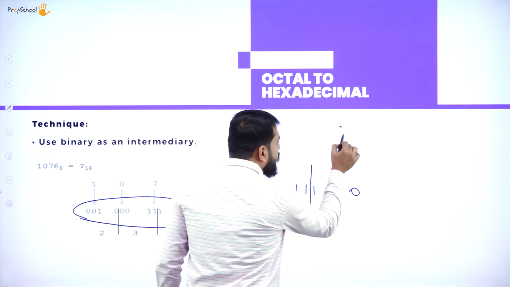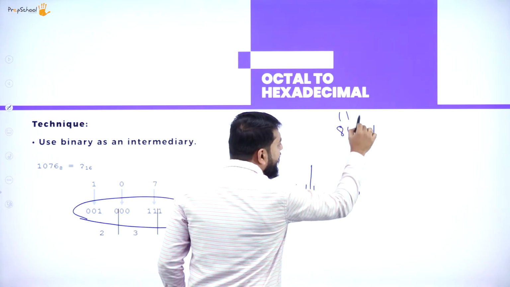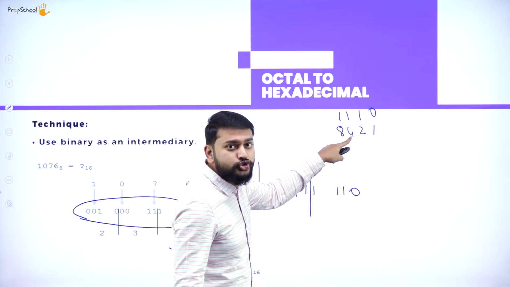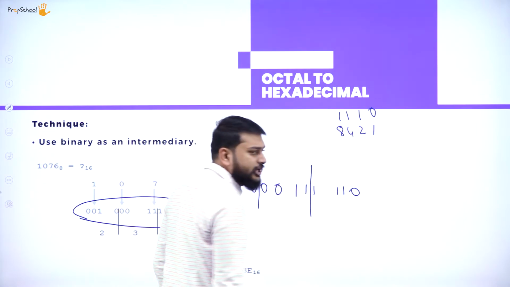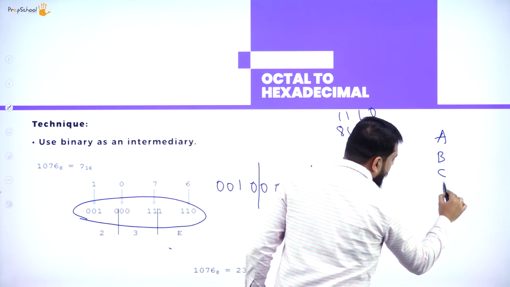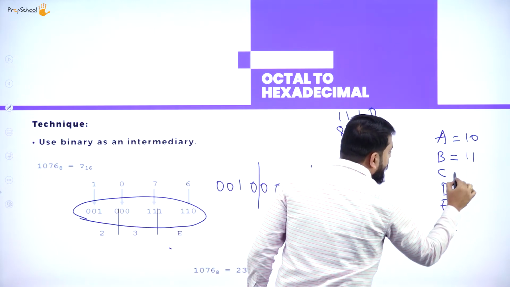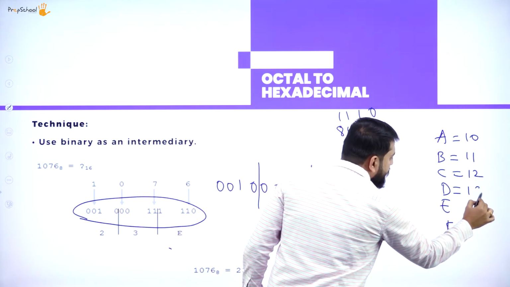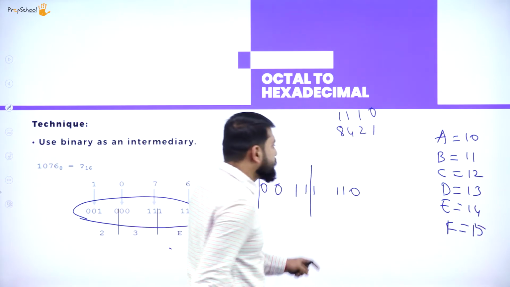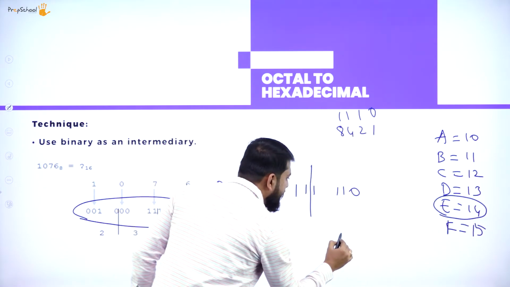So using 8421 code. What is the number that I have here? If I make it like this, I have 8, 4, 2. 8 plus 4 is 12. 12 plus 2 is 14. So what is the equivalent of 14? I will write it here now. A, B, C, D, E, F. A is equal to 10. B is equal to 11. C is equal to 12. D is equal to 13. E is 14 and F is 15. So what is the equivalent of 14? That is E. So write E.